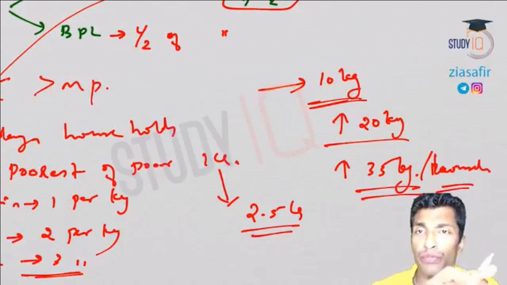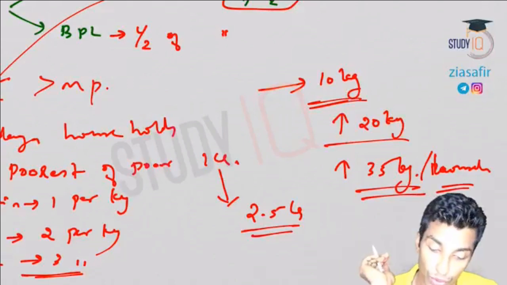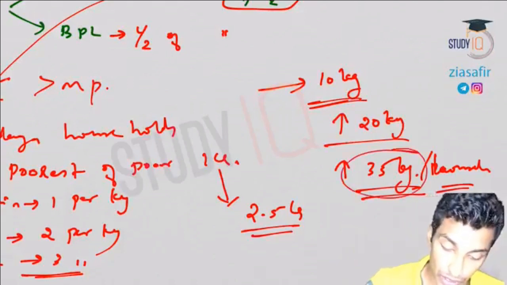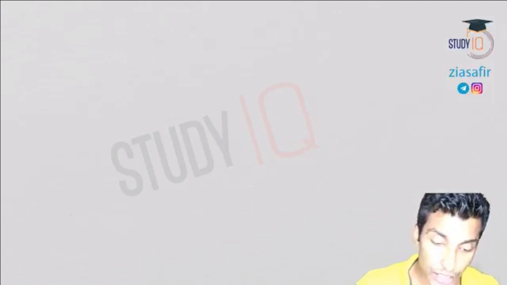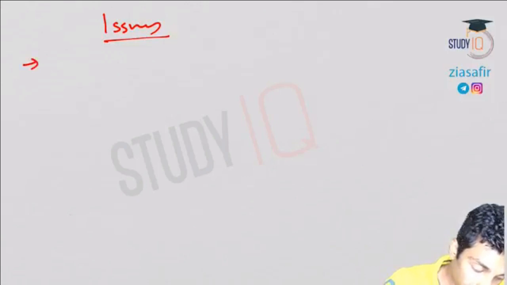So the ratio varies between rice and wheat in different states. Rice, wheat, that ratio will vary between states, so that is not important. Currently it is 35 kilogram per household. What are the issues in PDS? Quickly we will look into the issues.